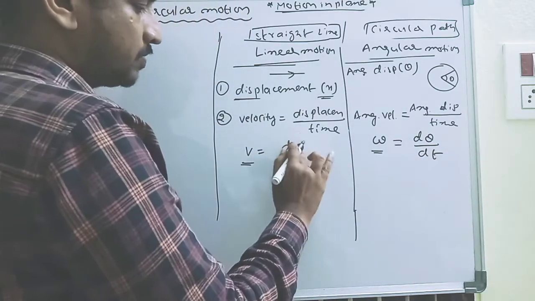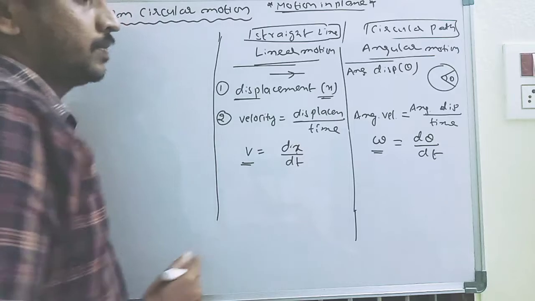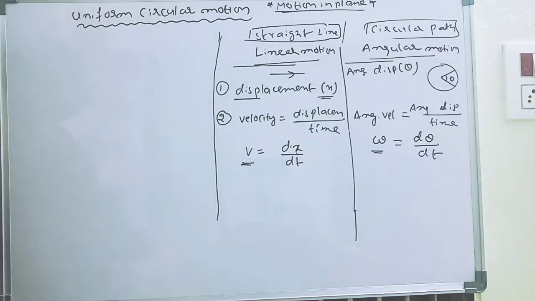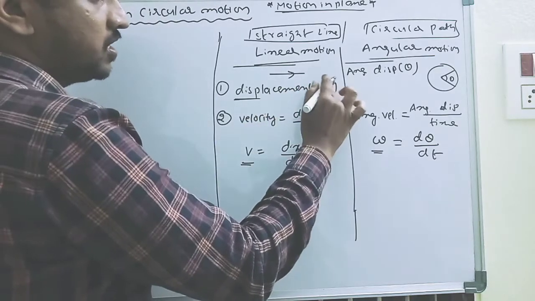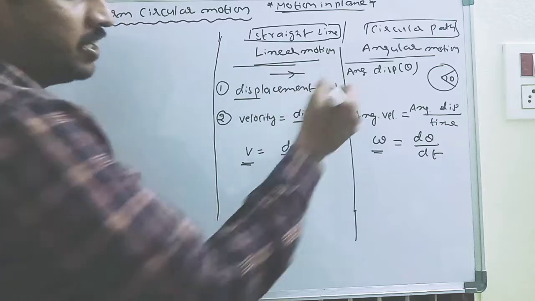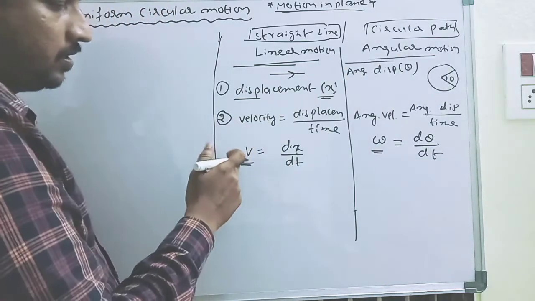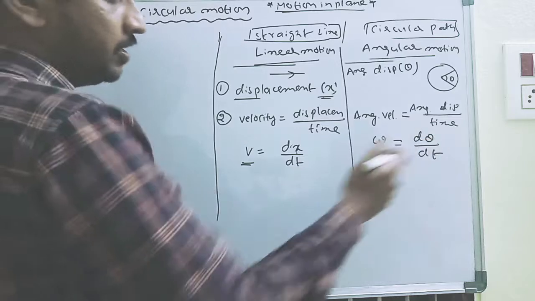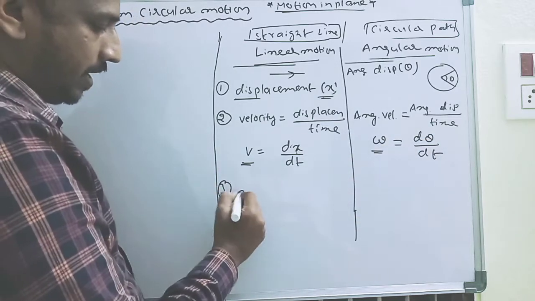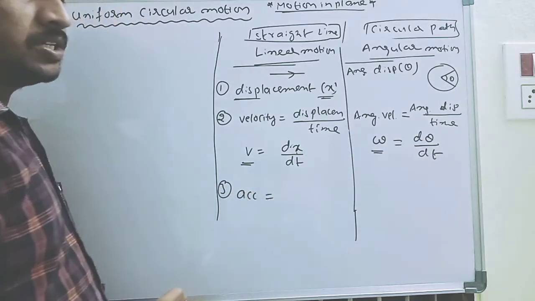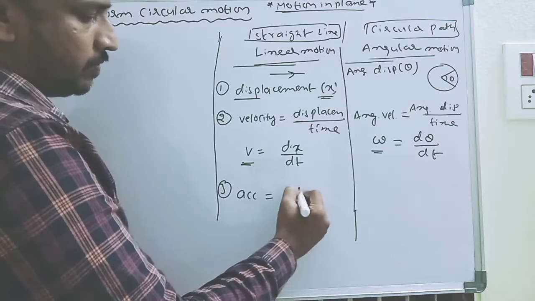So v is equal to dx by dt, and omega is equal to d theta by dt. We use x because this is linear, and we use theta because this is angular motion. And acceleration. Acceleration is equal to change in velocity by time.